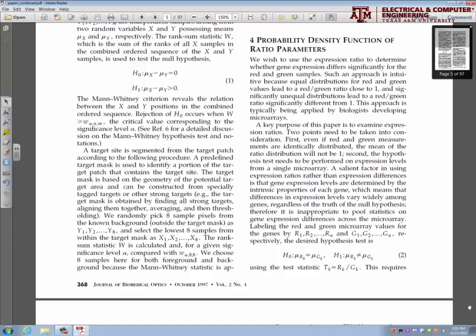So anyway, we choose 8 samples here for both foreground and background. The two numbers can be different. If you remember in the example last time, you didn't have to have the same number of x's and y's. It could be m and n, and it'll still work. But here he's taking m equal to n equal to 8, and the reason is because then the distribution is almost normal.